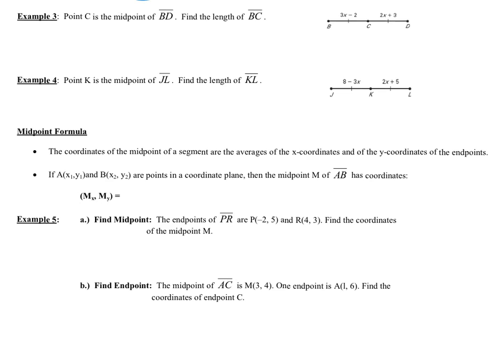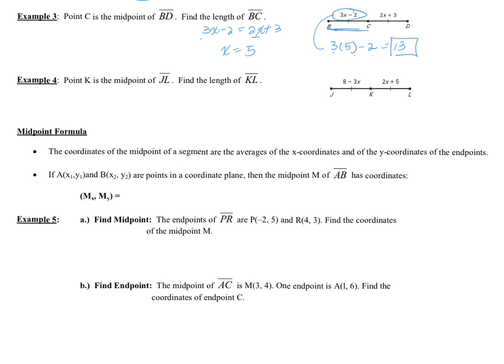Example 3. Point C is the midpoint of segment BD. Find the length of BC. So I'm going to have to set 3x minus 2 equal to 2x plus 3. And take 2x and subtract it from 3x, which is x, and then it will be equal to 5. Now, I'm not done here. I'm going to have to take 3x minus 2. So take 3 times 5 is 15, minus 2, 13. So 13 will be the length of BC.